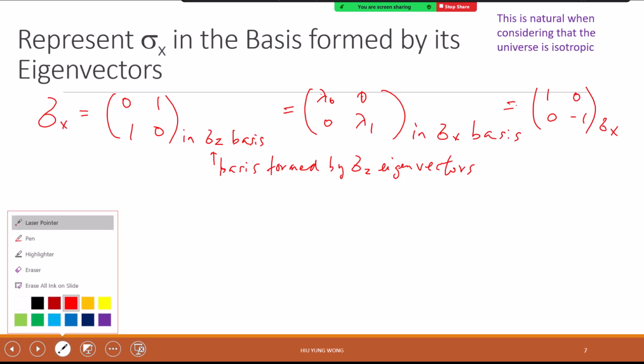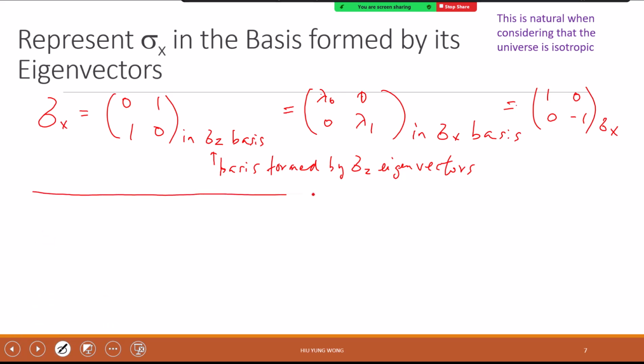Okay, so now, what is the eigenvector? We already did that, right?